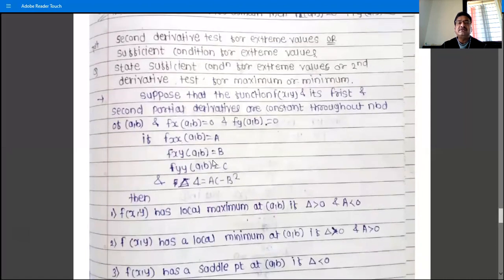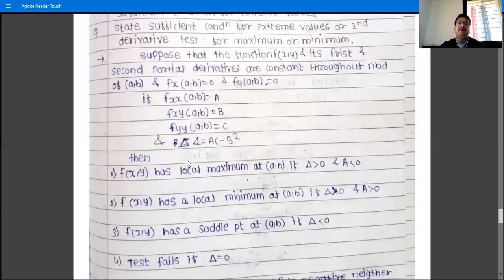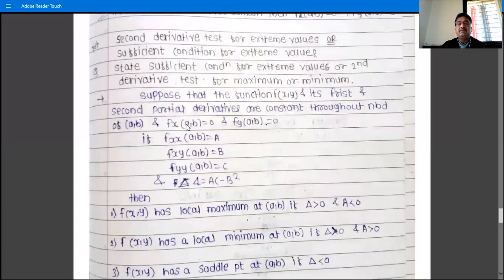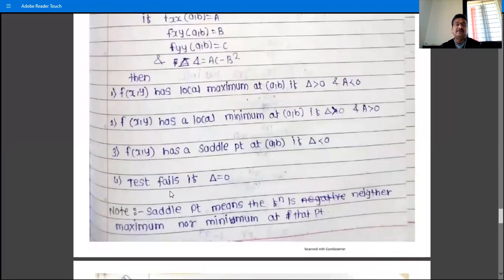So this is the second derivative test, and it is useful to determine the maximum and minimum values of the function. If the function is maximum or minimum at (a,b), then its first order derivatives at point (a,b) are 0. This is the necessary condition. And if we take the first order derivatives equal to 0, then the function is maximum or minimum if these conditions are satisfied.